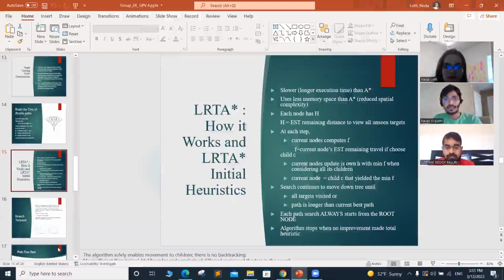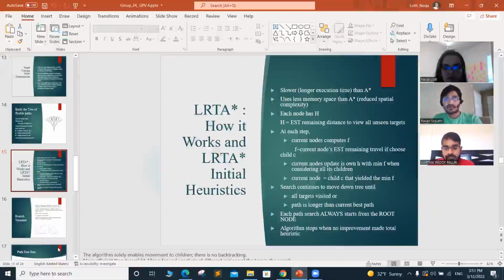So your H indicates the heuristic, and it contains the distance to view all the unnecessary targets. And at each step of this LRTA star, the current node computes an F. So your F relates to the current node, and the remaining travel is chosen based on the child. So the current node updates its own H with the minimal F function when considering all its children.